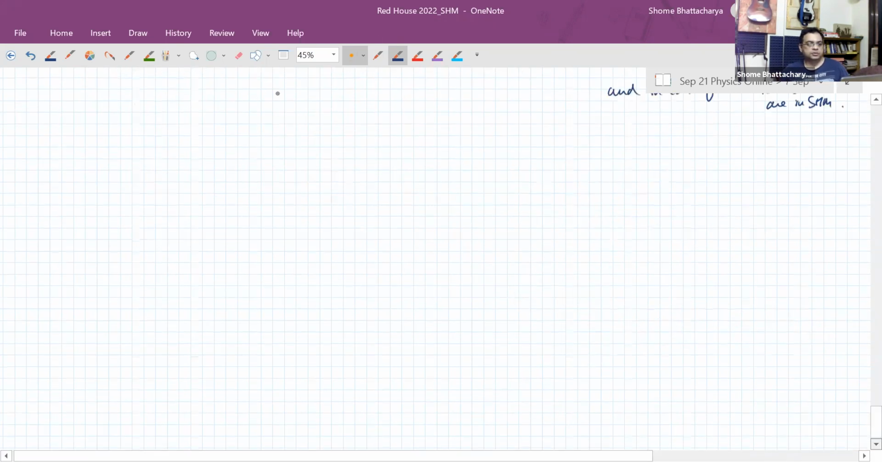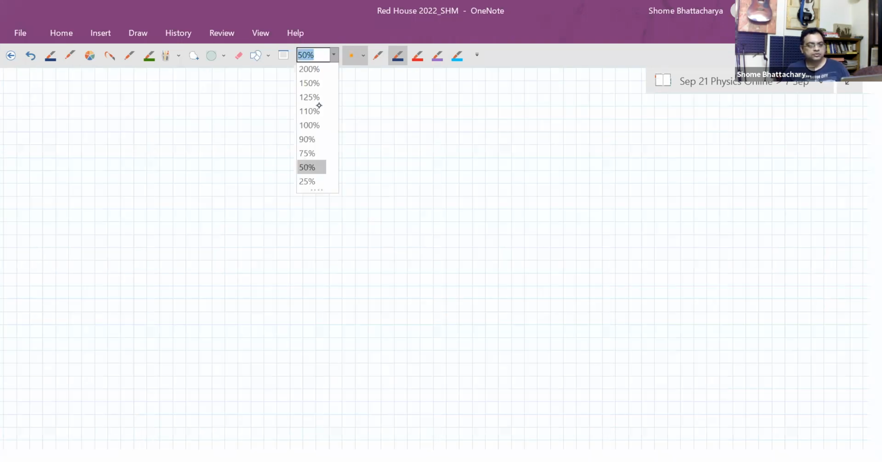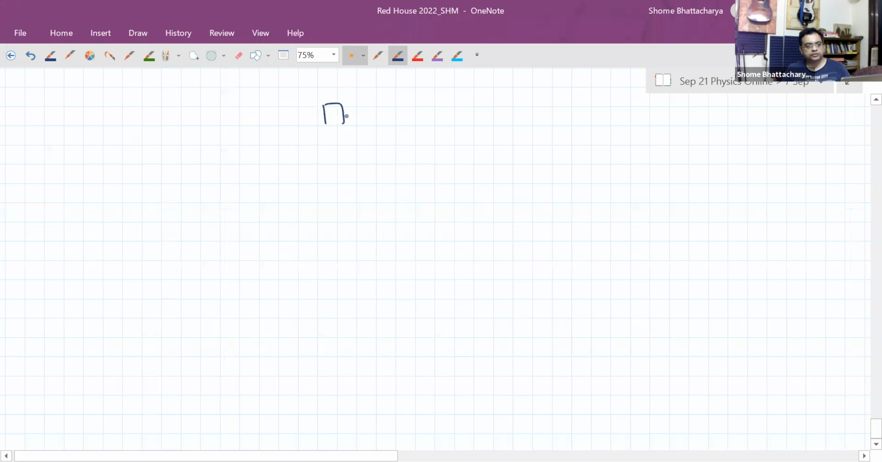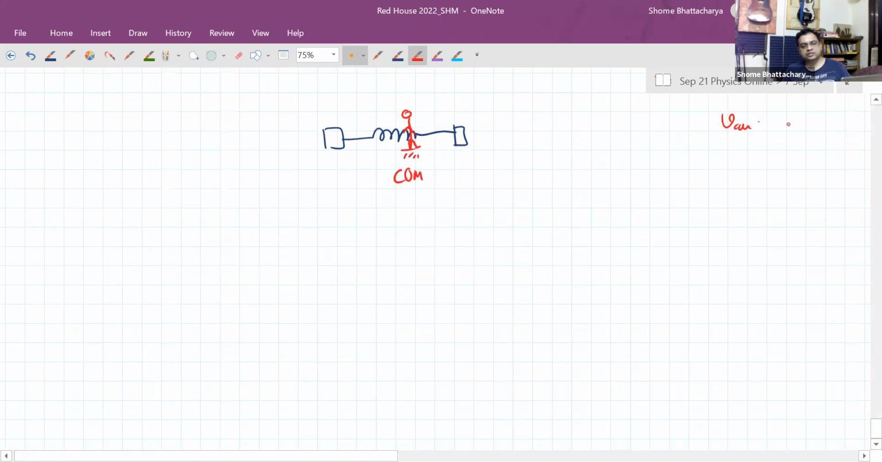Okay, so now let's come down to this. Let's track how the system is moving from the center of mass frame. So now let's say we are located at the center of mass. The velocity of the center of mass we've already seen is 0.48 centimeters per second towards the left like this.